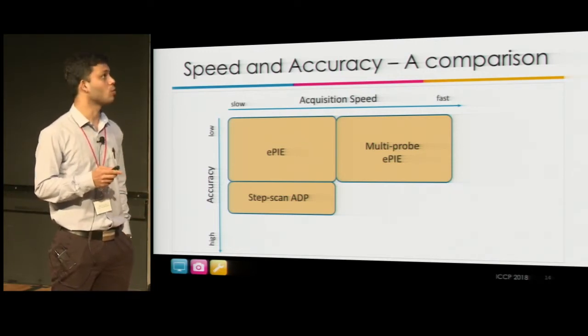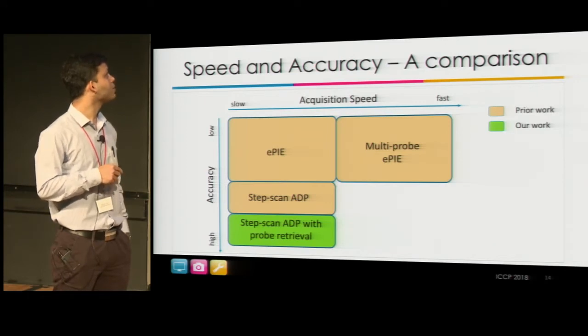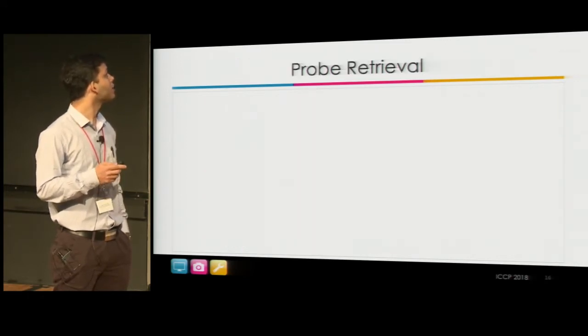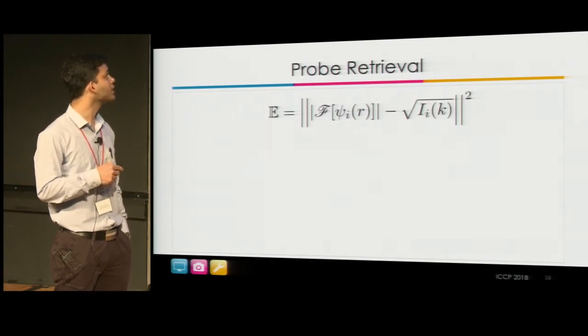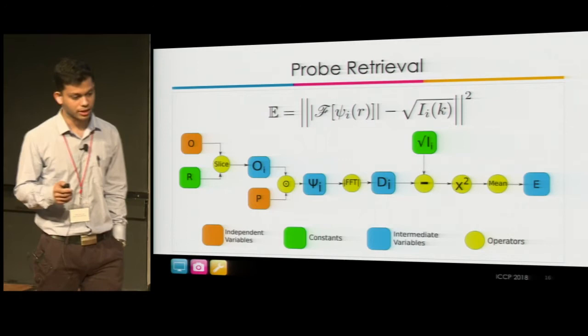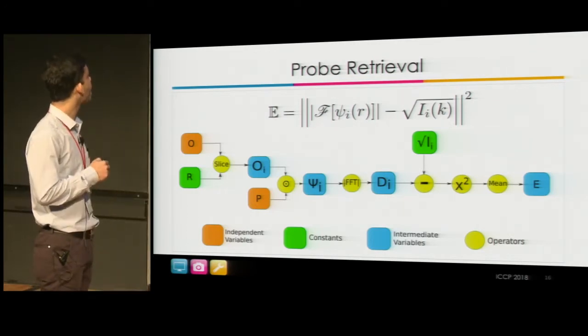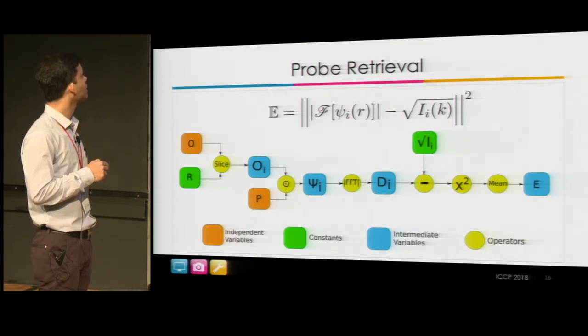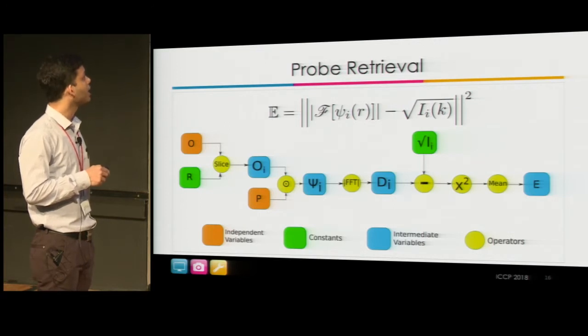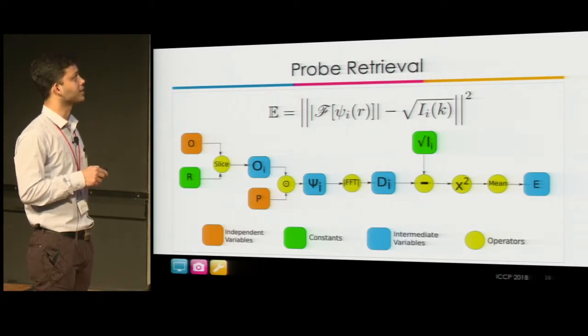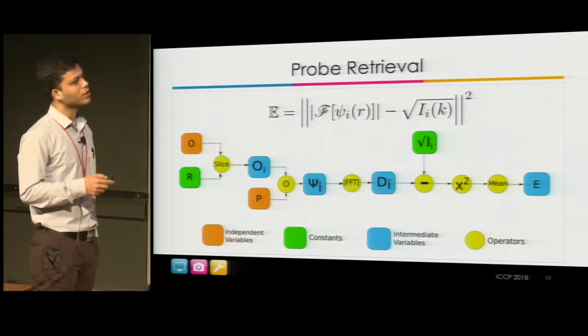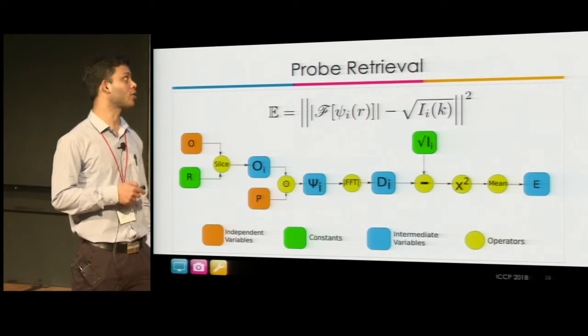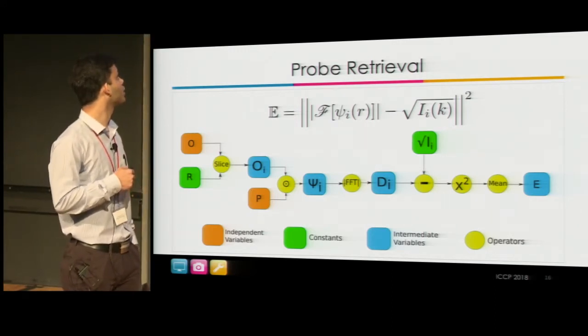So we did that. We went ahead and implemented a step scan ADP with probe retrieval, and how we did that was take the same error function, but now we create this computational graph in TensorFlow where you have the object and the scan positions R's, and then you obtain a slice of that object, multiply it with a probe, which is now a variable, and then calculate the waveform, do a forward propagation, take the magnitude of intensities, subtract it from the measured intensities, and do the L2 norm. Then we allow the TensorFlow backpropagation algorithm to calculate the necessary gradients for the object as well as the probe.